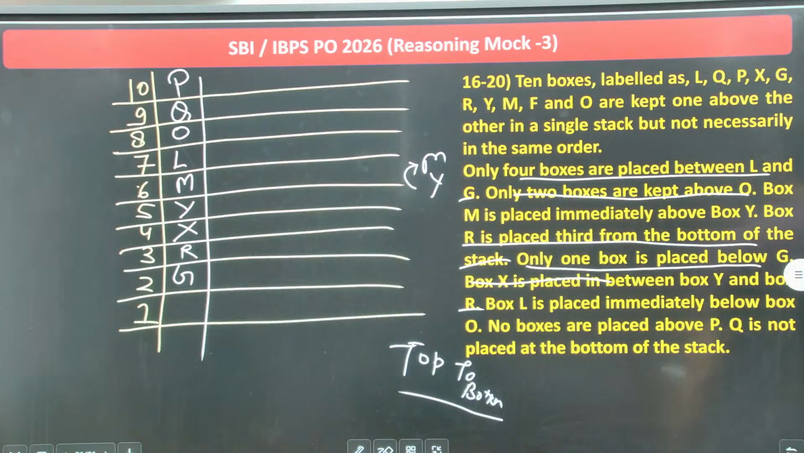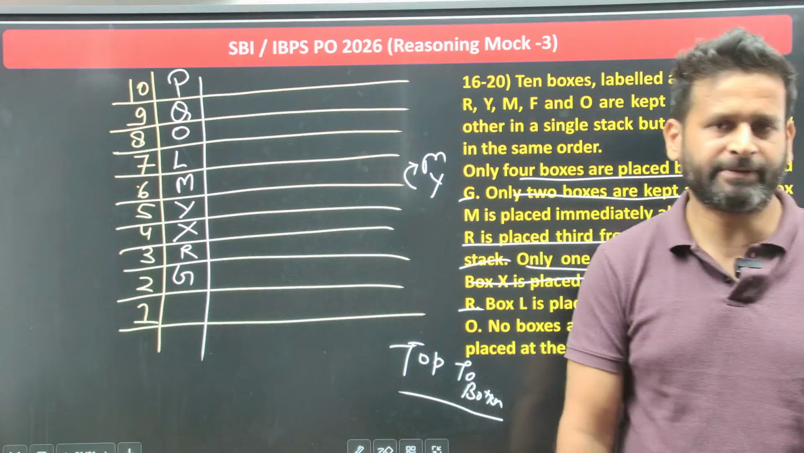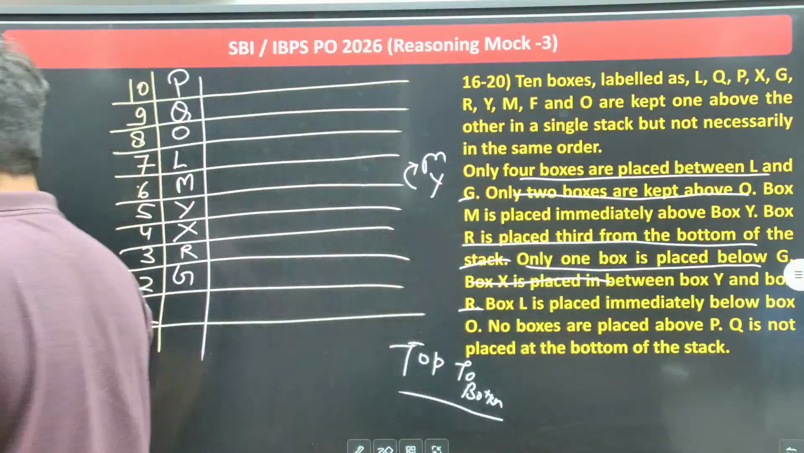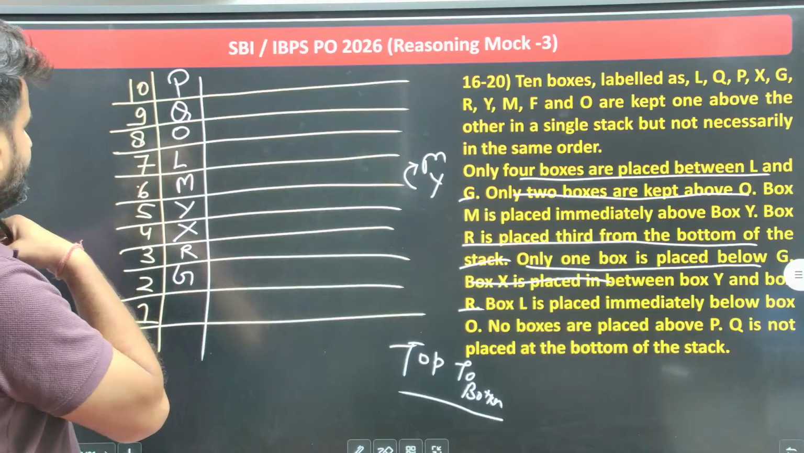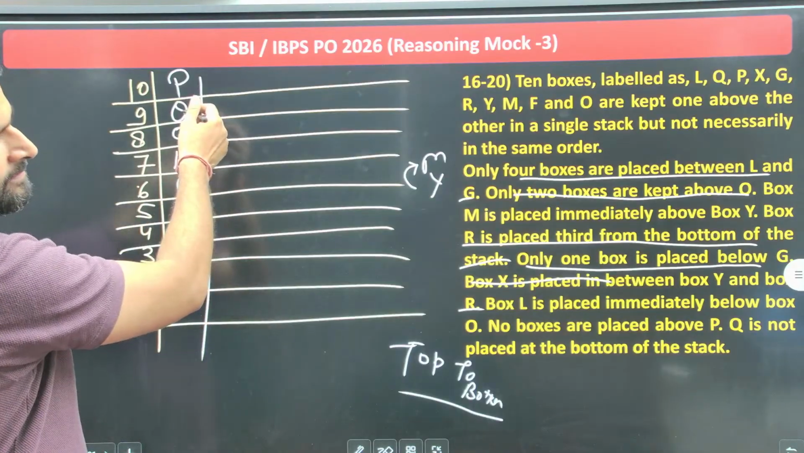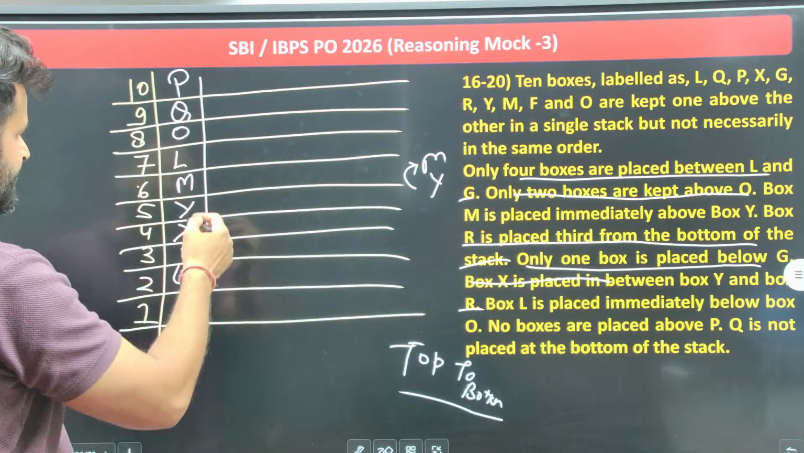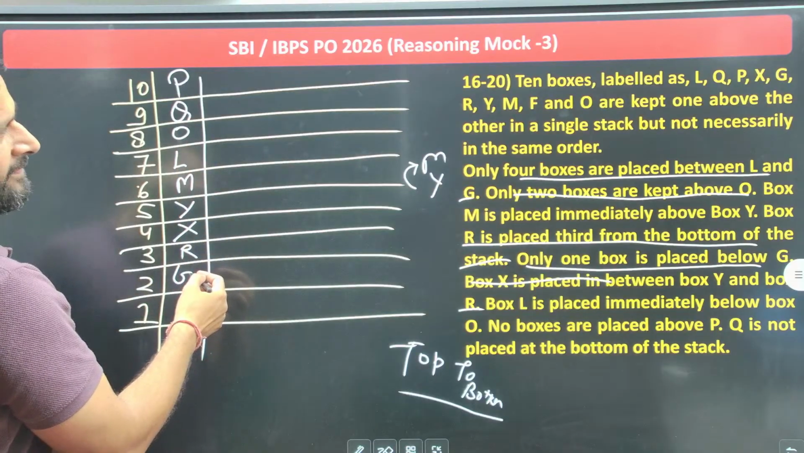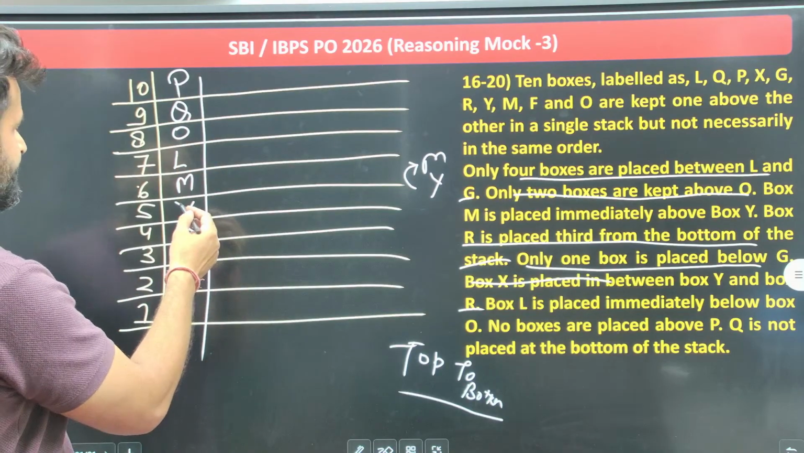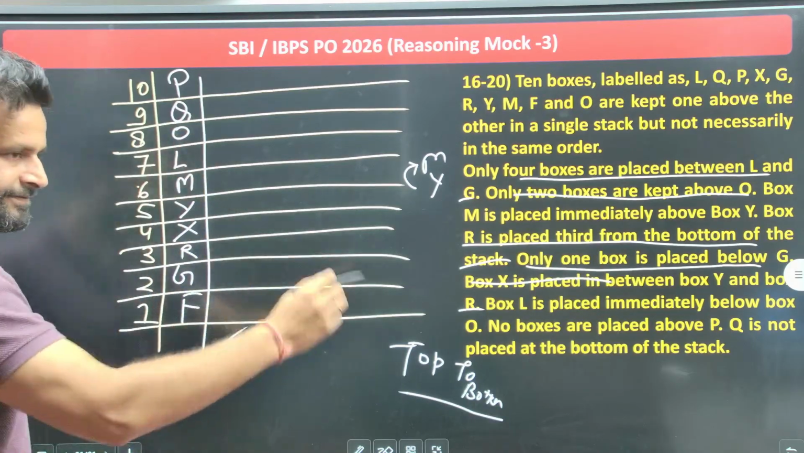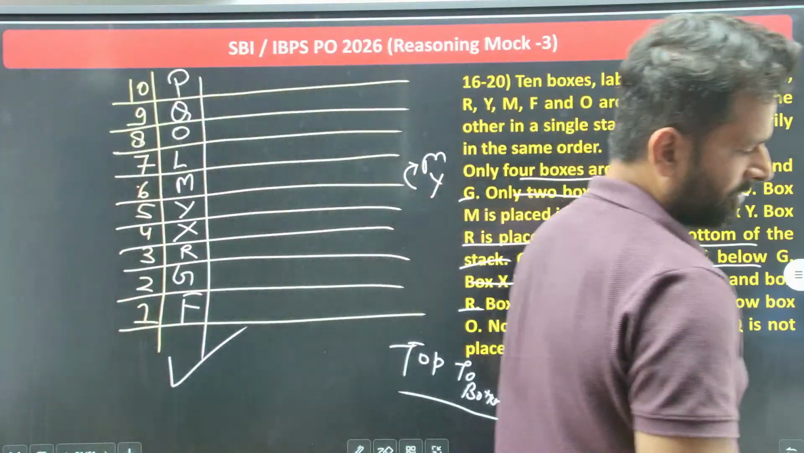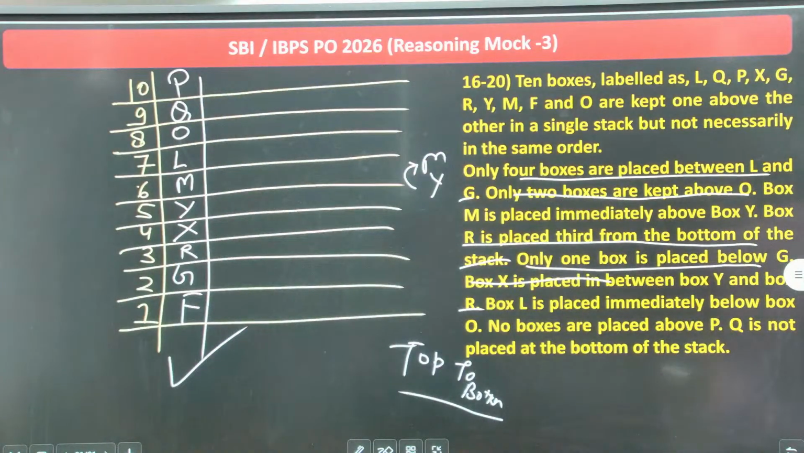Chalo, please you can cross check. Do not share, Arun. No problem. Just let me know. Just write correct if you have got the same arrangement. Which is the remaining one? L is there, Q is there, P, X, G, R, Y, M. M is not there? M is there. F is not there. This is F. This is your solution. Clear, Arun? Can you please confirm that yes, sir, this is the right one?